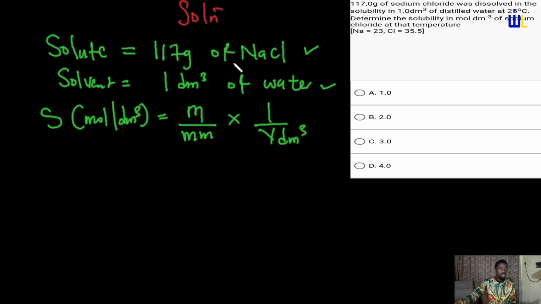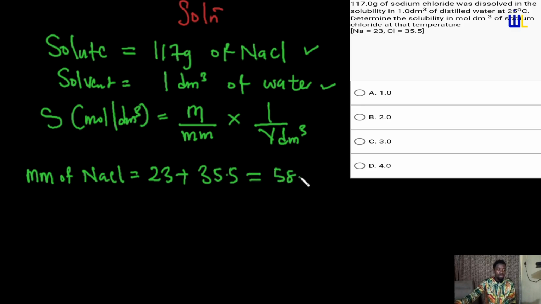So the mass in the question is given, the volume of the solvent is given, but we don't have the molar mass. So let's first find the molar mass. Now, remember, molar mass of any substance is equal to the sum of its relative atomic masses. You can look up our stoichiometric videos to actually understand this. So the molar mass of NaCl is going to be the sum of the atomic masses of Na and Cl, which is 23 plus 35.5, and that is going to give us 58.5. So that's the molar mass of NaCl.